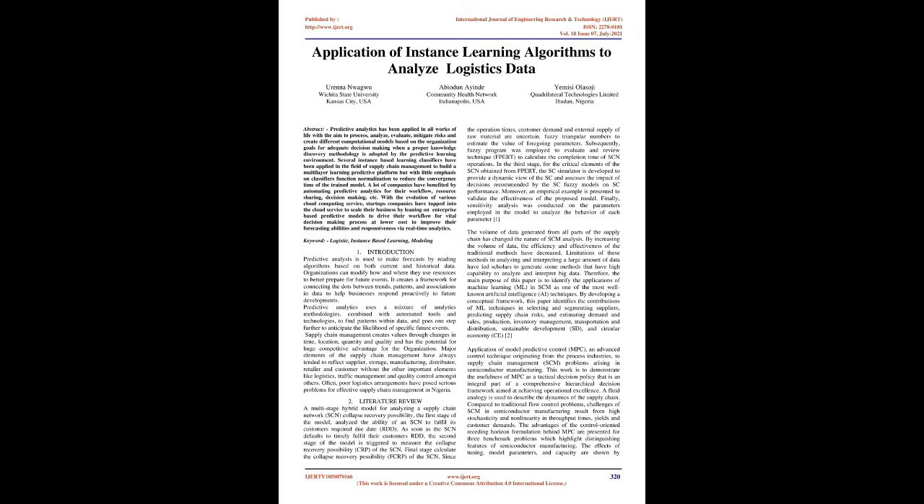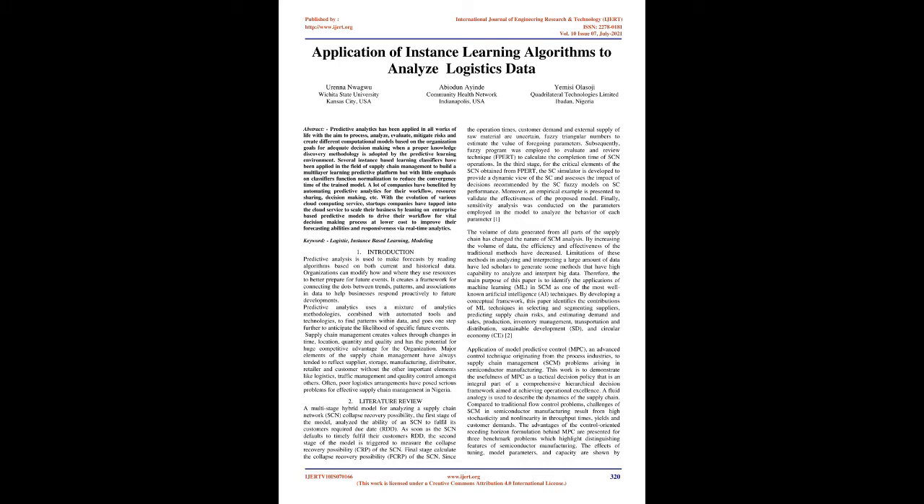Since the operation times, customer demand, and external supply of raw material are uncertain, fuzzy triangular numbers were used to estimate the value of the foregoing parameters. Subsequently, fuzzy program evaluation and review technique, FPERT, was employed to calculate the completion time of SCN operations. In the third stage, for the critical elements of the SCN obtained from FPERT, the SC simulator is developed to provide a dynamic view of the SC and assess the impact of decisions recommended by the SC fuzzy models on SC performance. Moreover, an empirical example is presented to validate the effectiveness of the proposed model. Finally, sensitivity analysis was conducted on the parameters employed in the model to analyze the behavior of each parameter.